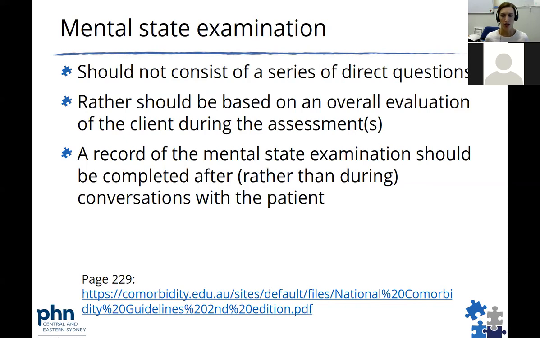As well as noting any abnormal or unusual client behaviours, it is also good practice to record normal behaviours. So for example, no speech disturbances noted, no unusual thought content noted. And I put a link here to a form that might be useful in guiding note-taking for the mental state examination.